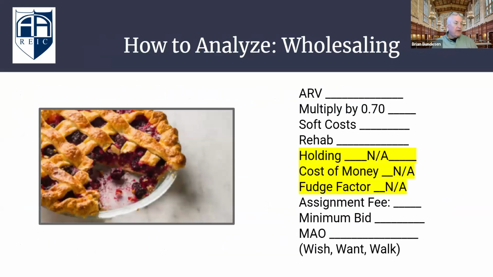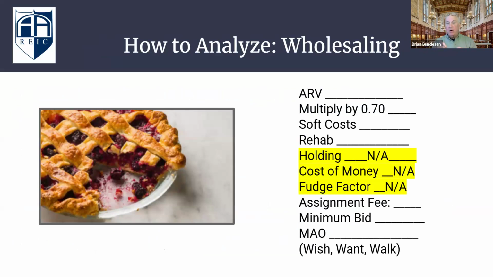All right. Now let's get into the four formulas. Hopefully I'm not going to go too far over, but wholesaling is number one. All right. And these line items that are in yellow do not apply to a wholesale deal, but I put them on here because they're going to apply to some of the other exit strategies.